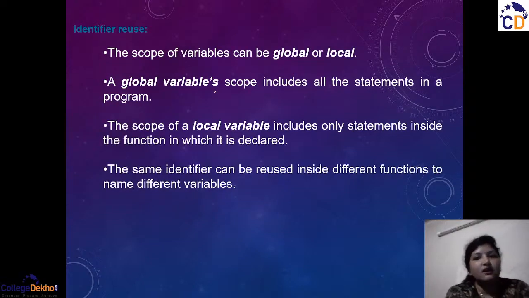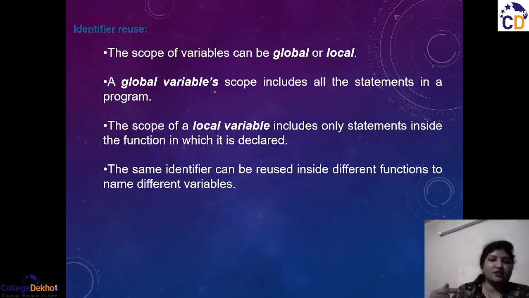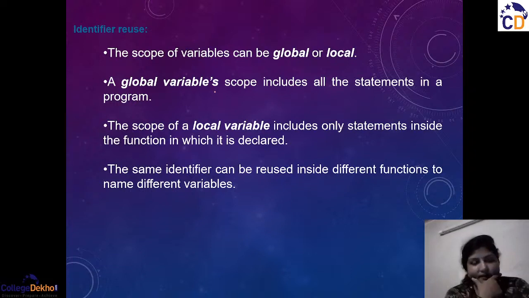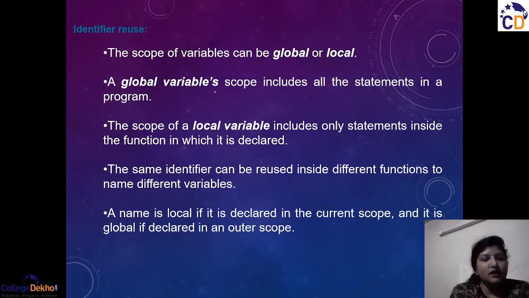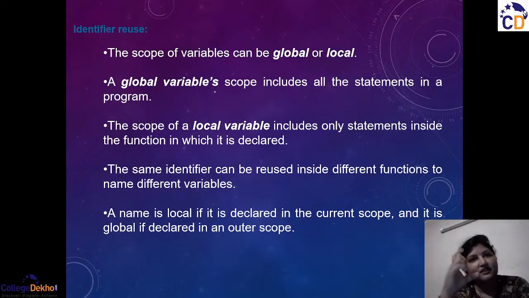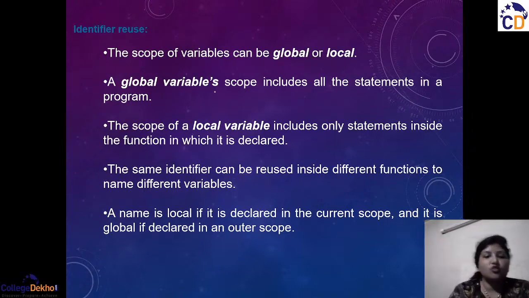Now let us see, I told you what identifiers are that we use. I told you about local and global variables. A global variable's scope includes all the statements in a program. The scope of a local variable includes only the statements inside the function in which it is declared. The same identifier can be reused inside different functions to name different variables. A name is local if it is declared in the current scope, and it is global if it is declared outside the scope. So basically, if it is defined within the function, its scope is local, and if it is defined outside the function, its scope is global.